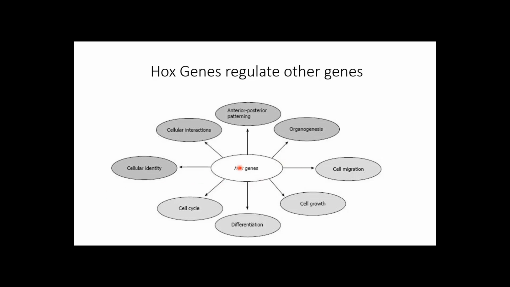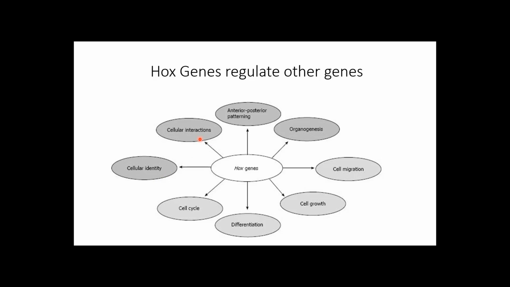They control or regulate other genes which control functions. So Hox genes are working in an anterior to posterior pattern. They can control the formation of organs, organogenesis. They can control cell migration. They control cell growth. They can control or regulate differentiation, the cell cycle. They can regulate cellular identity and cellular interactions.